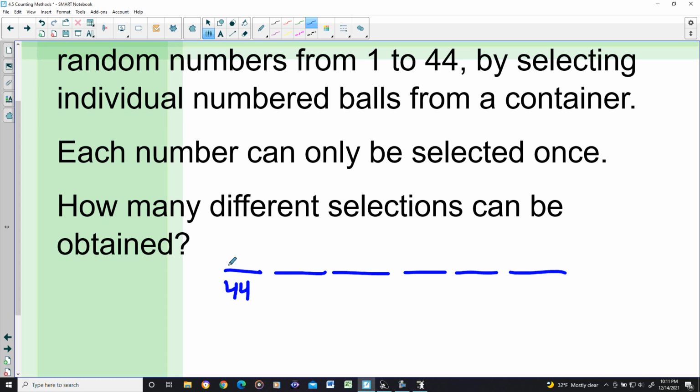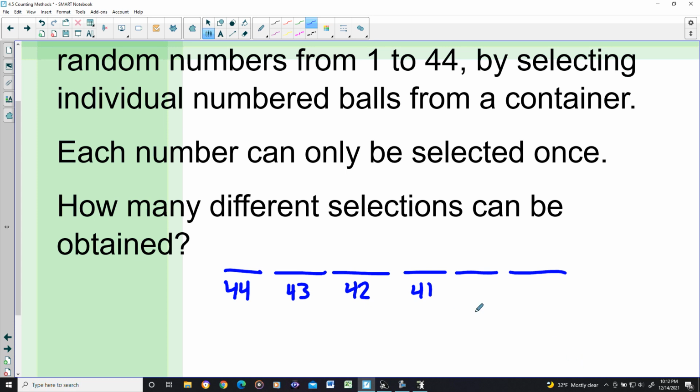Now, for the second ball, how many outcomes are there? You may wonder, well, it depends on what's happening with the first ball, but not so. If one ball is selected, it does not matter what ball gets selected first. There's going to be 43 left in the chamber. And so we are going to pick 43 balls for the second choice. For the third choice, 42.